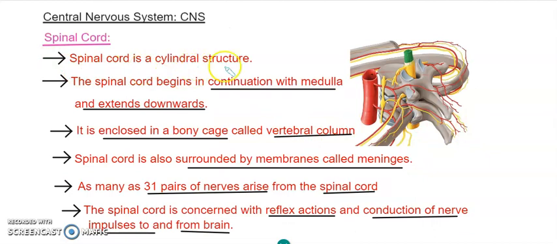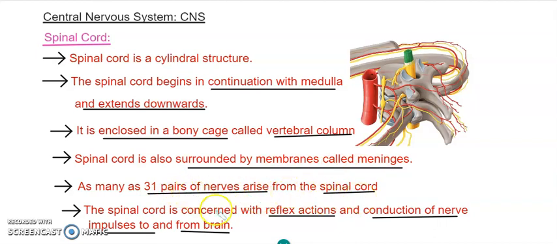So the spinal cord is a cylindrical structure. It begins in continuation with the medulla. The end part or the exit of the brain is called the medulla or brainstem, which further extends downwards. It is enclosed in a bony cage called the vertebral column. It is surrounded by membranes, which are called the meninges. It has 31 pairs of nerves which arise from the spinal cord and are connected to the different parts of the body.